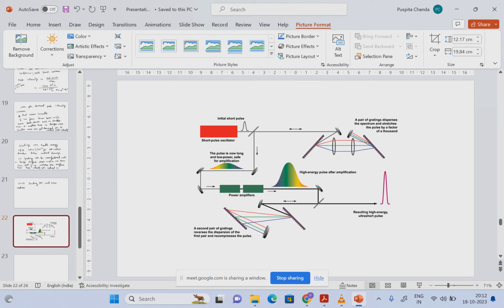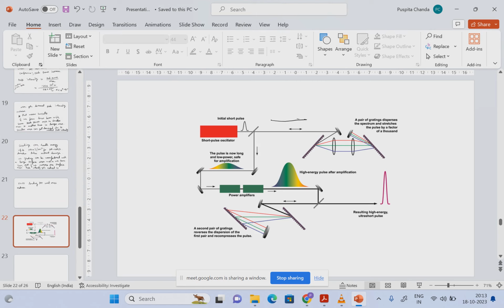So what happened here? The light goes there, it gets stretched, goes back here. Then here are the amplifiers which amplify the light. Then the light comes to this compressor and we get this. This is chirped pulse amplification.